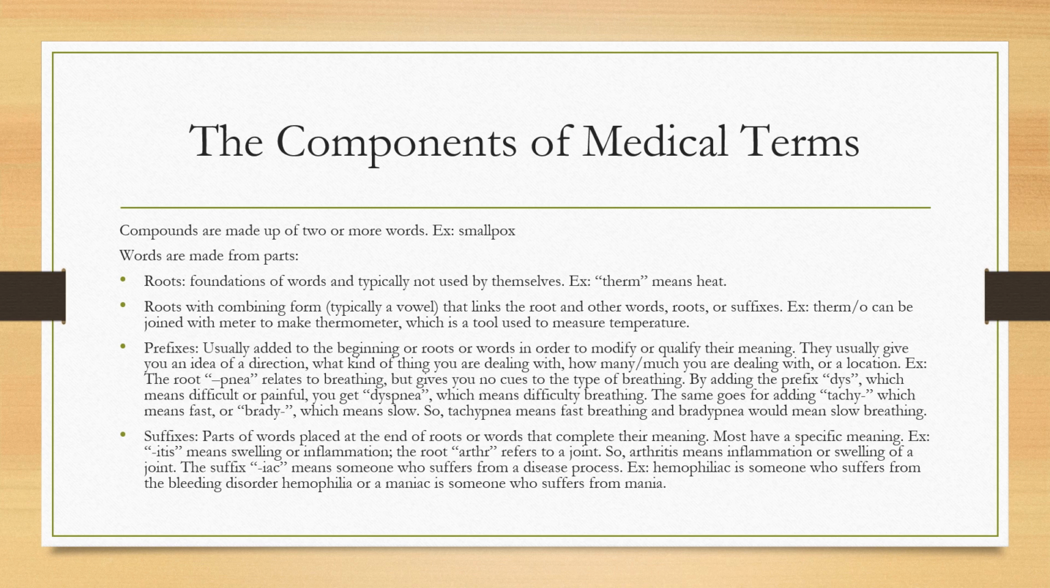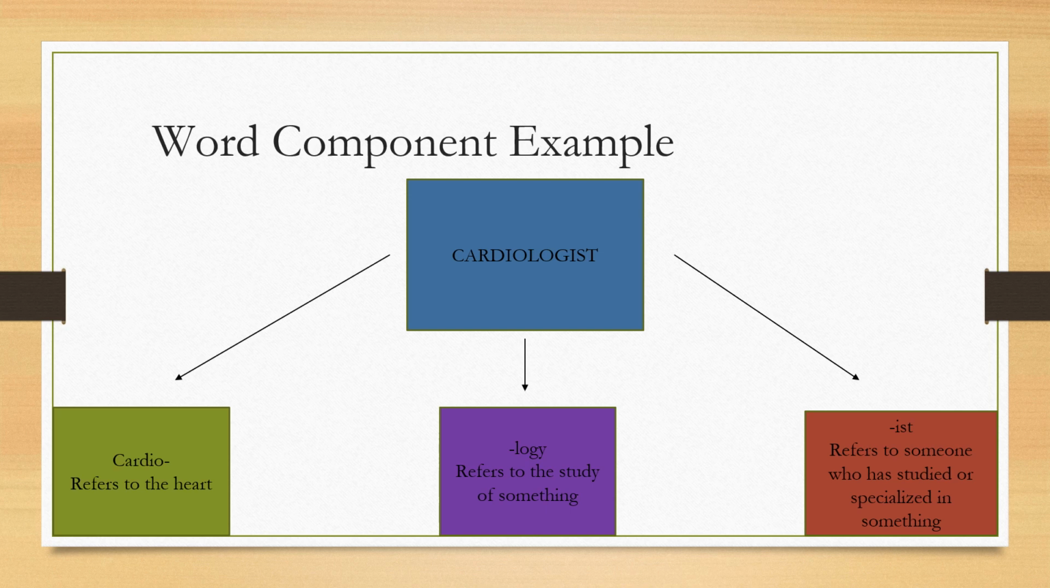So anytime you see philia, a lot of times it means that they have a lack of, or those cells like to repel each other. So it just depends on the meaning. Oh, or maniac. Maniac is someone who suffers from mania. I forgot that example as well.